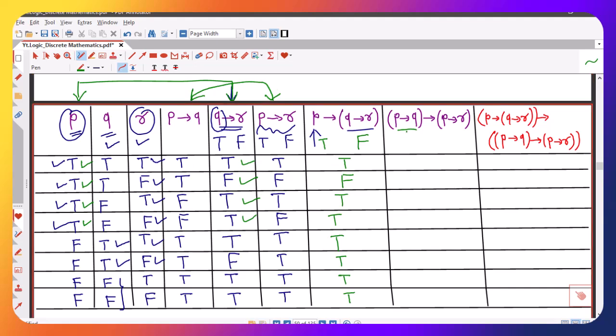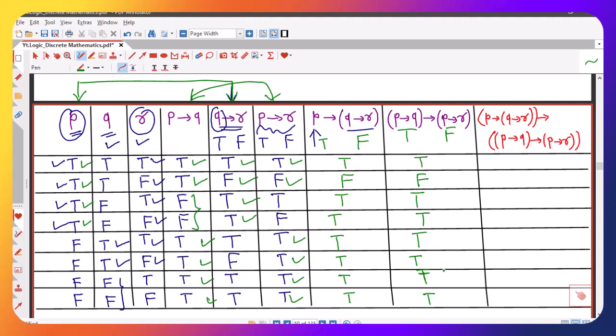Then we have to check for P to Q and P to R, that is for these two columns. Again this is false if P implies Q is true and P implies R is false. So we start with the first row. Here both are true, therefore this is true. Here this is true and this is false, therefore this is false. Here we have F for the first statement, so we directly write T here. Then this is true, so we write T here. And you can see for all the remaining combinations both are true, therefore we have true here.